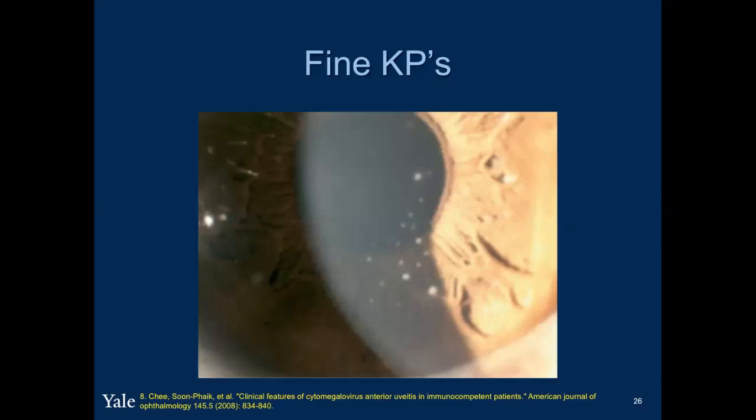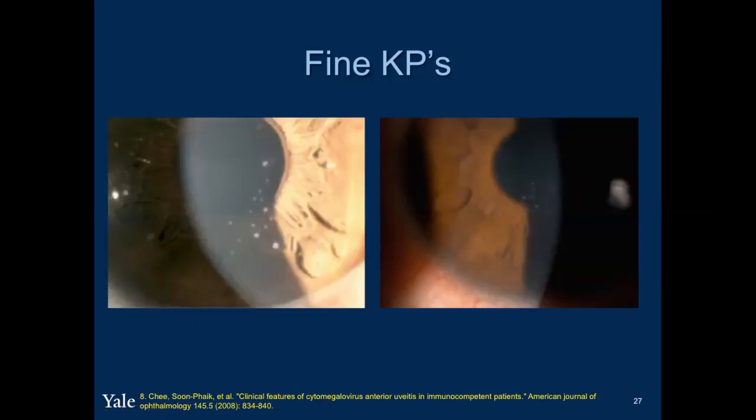This is a picture that was published that describes and illustrates these fine KPs that these patients often develop. You can see that they are pretty small and concentrated along the inferior cornea. They're non-granulomatous, and they have this whitish gray appearance to them. You can see that our patient had a very similar distribution and appearance of the keratoprecipitates.